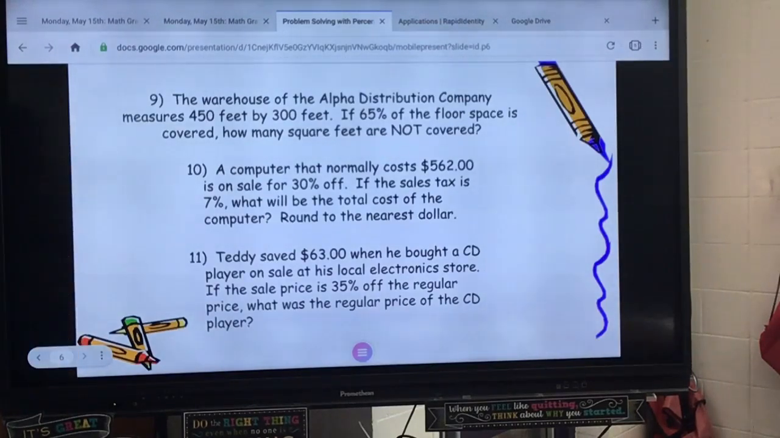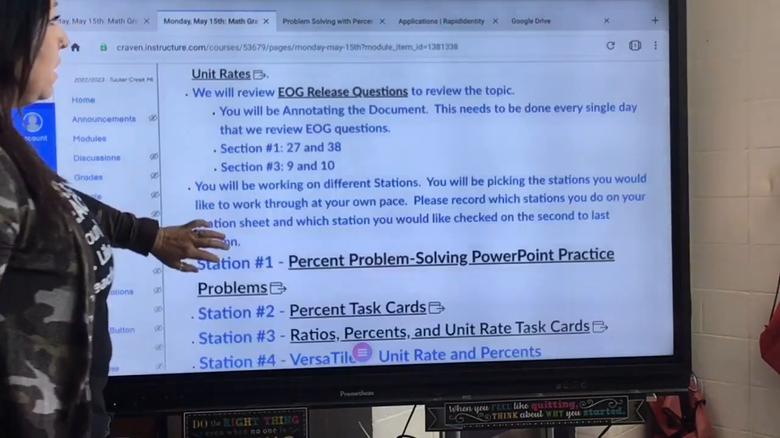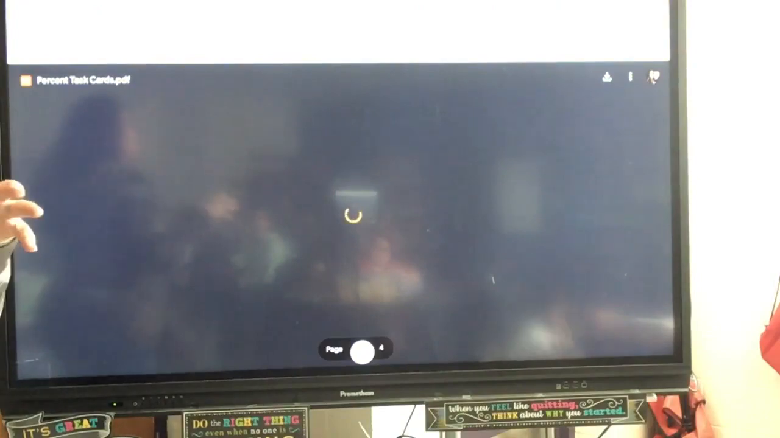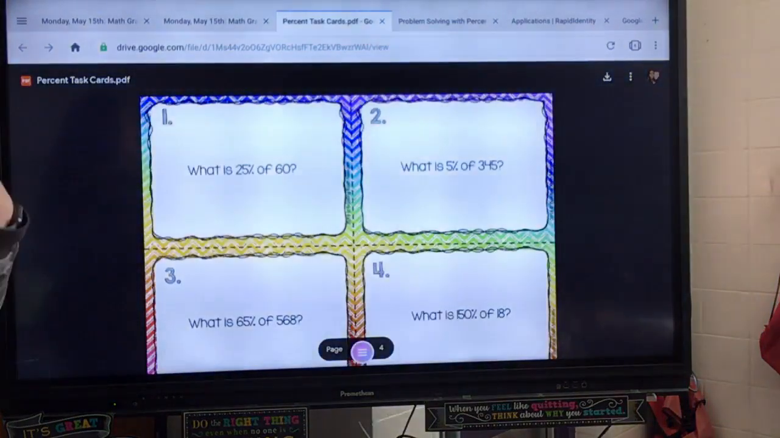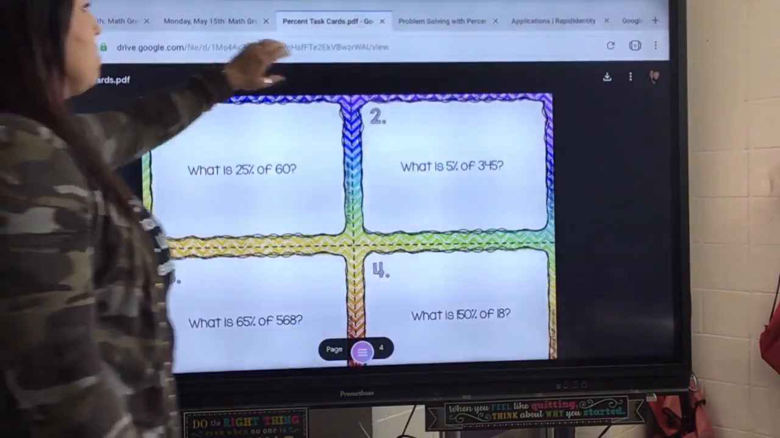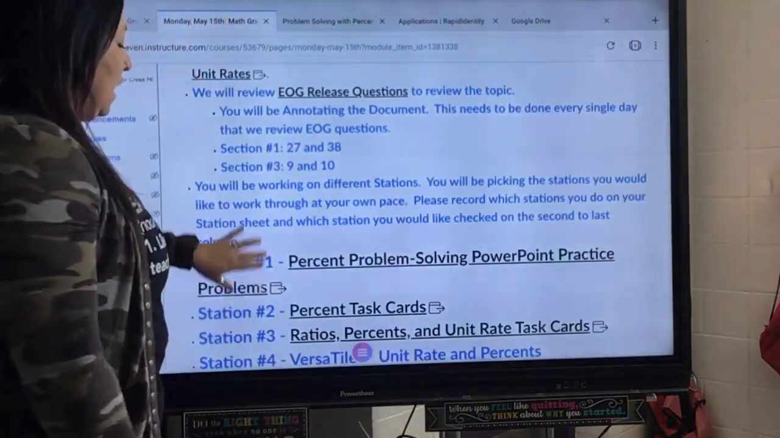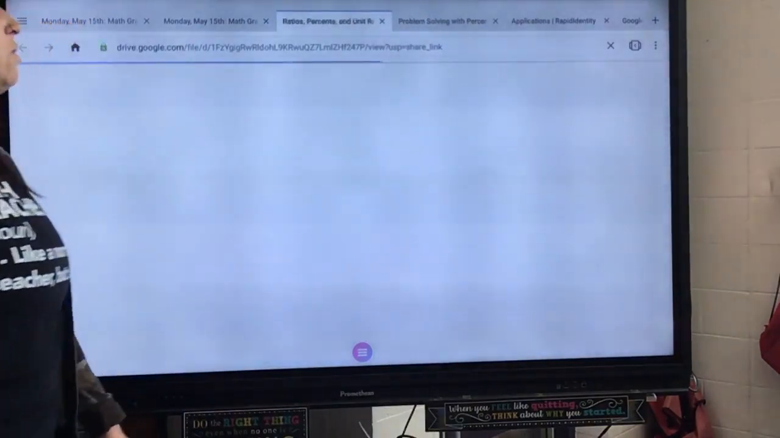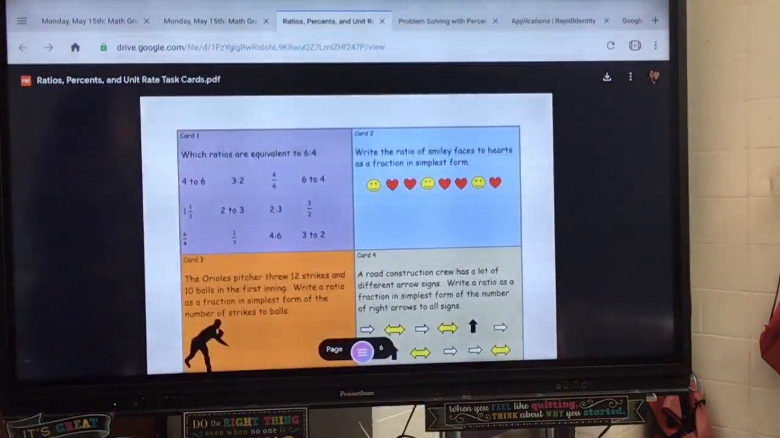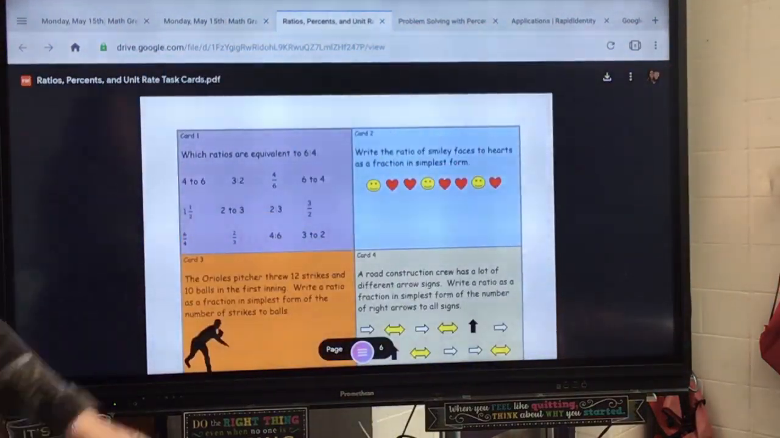If you want to work with a partner, you can. Okay, that is your choice. The percent task cards, which I believe I put on Kaya's table, they're actually 2 sets. So again, if you're working on those, or you decide to work on those, there's 2 sets. You can work with a partner on those. They look like this. And then ratios, percents, and unit rates. Those are the ones that are on this table right here. You can also work on those with a partner if you want.